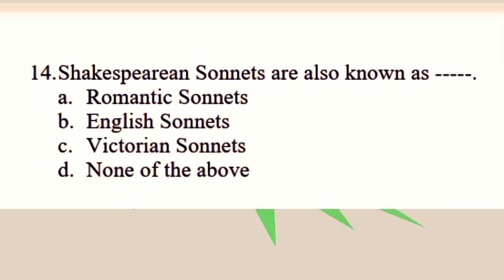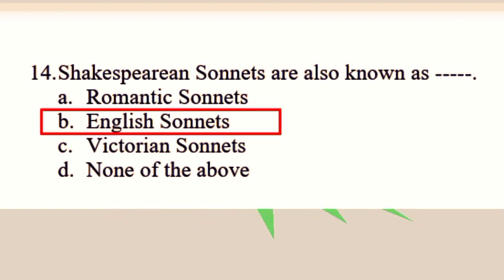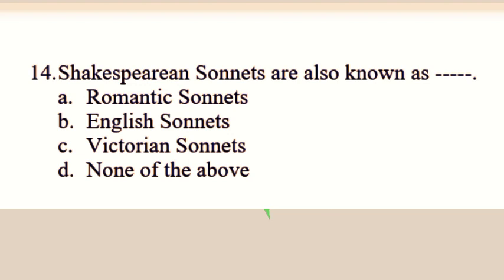Question number 14. Shakespearean sonnets are also known as dash dash dash. The options are A, romantic sonnets, B, English sonnets, C, Victorian sonnets, and D, none of the above. The right answer is option B, English sonnets. Shakespearean sonnets are also known as English sonnets.